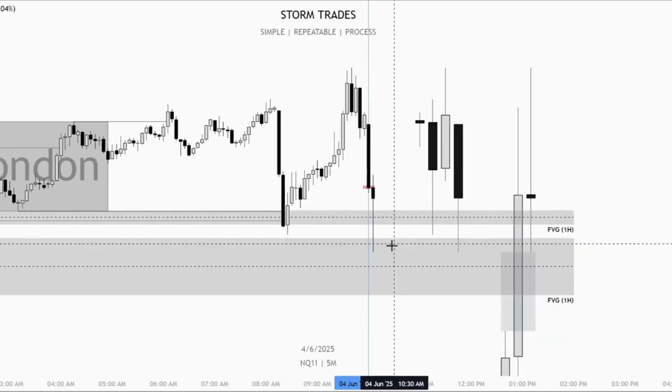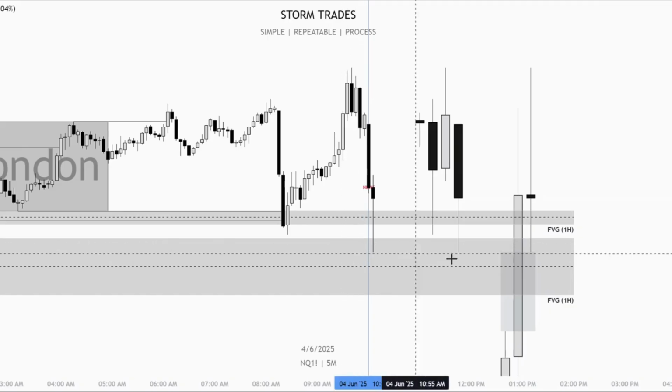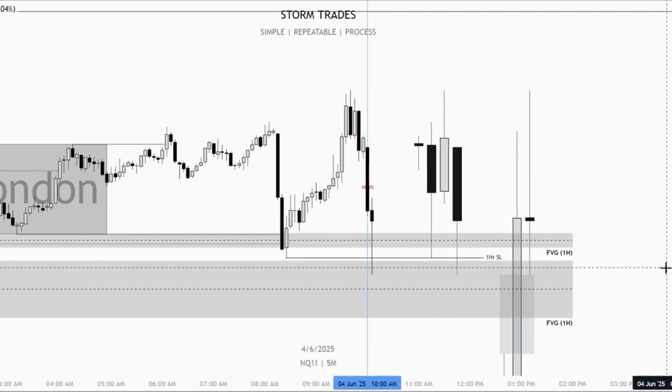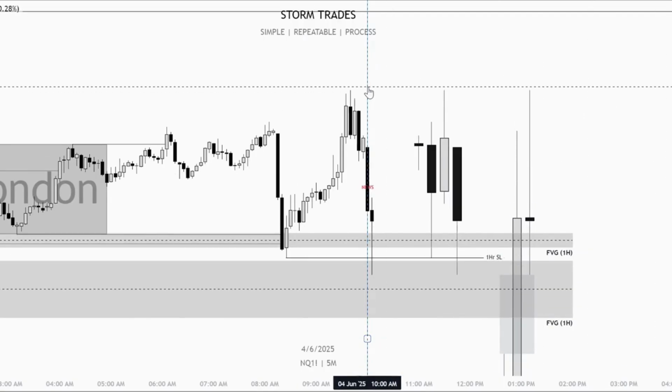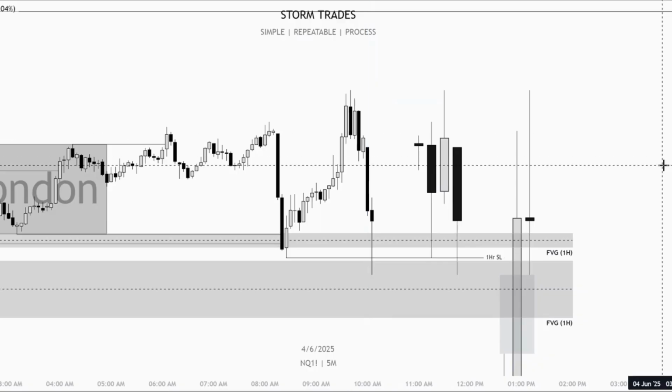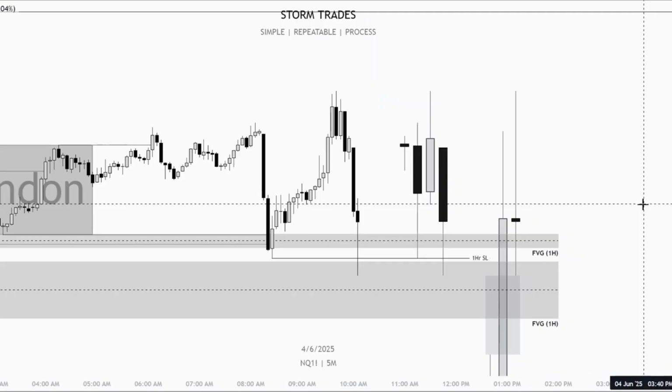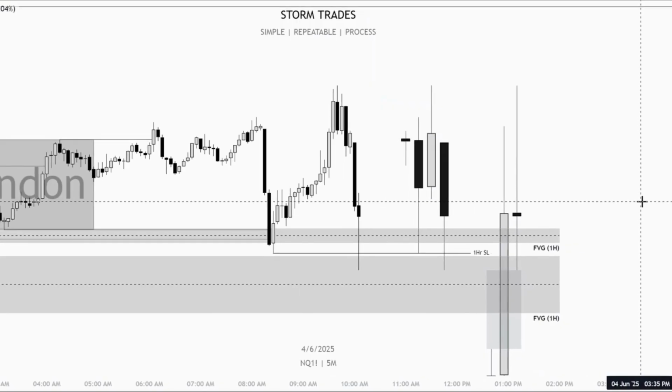And as you can see here, we did dip down into the hourly fair value gap, taking some liquidity right here. That was an hourly swing low. I'm going to take this news thing off of here. I am now ready to get on sides for longs. All of my criteria has been met.